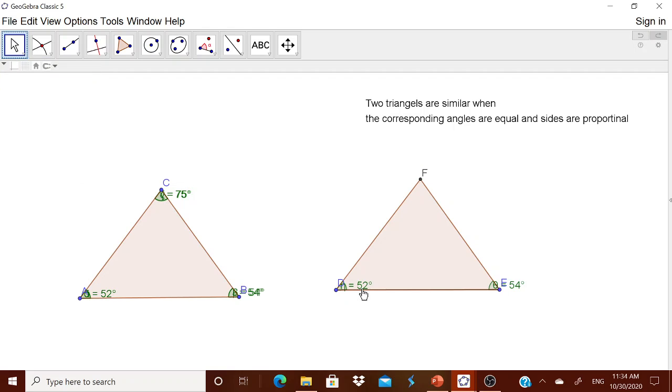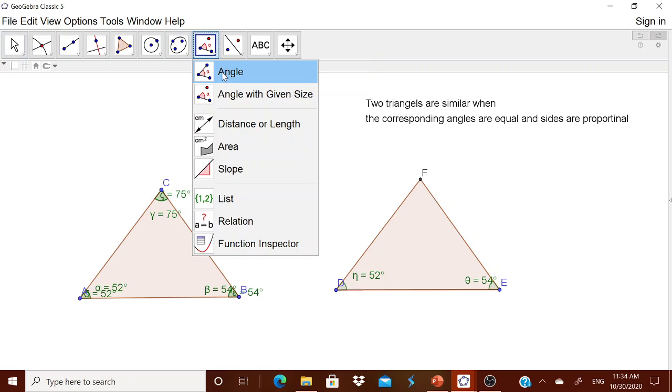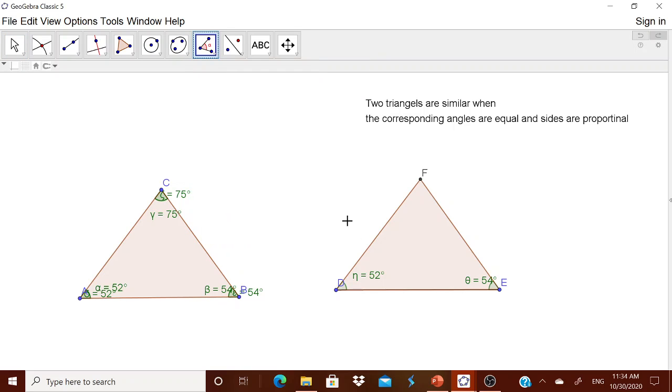Now this is the angle you got, one angle you got, one angle you got. Now these two angles are equal. These two angles are 54 and 52 and then 75. Anyway, now we want to know whether this angle is also the same. Therefore go to this angle with the given size. Then take that angle. Go in cyclic order. Therefore touch this D, touch that F and touch that E. Automatically you will get that angle F. That angle F should be 75 degrees.